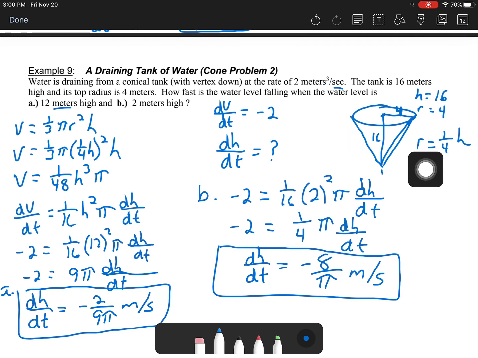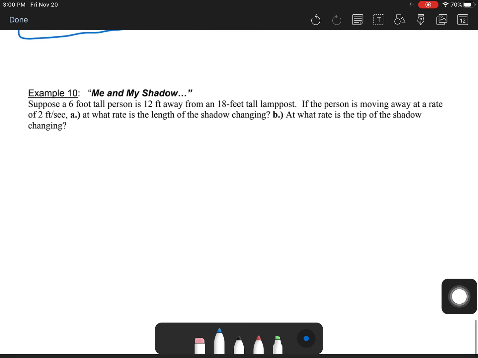Okay, so those are cone problems. Again, look for that relationship, the radius to height relationship. Make that substitution before you do the derivative.